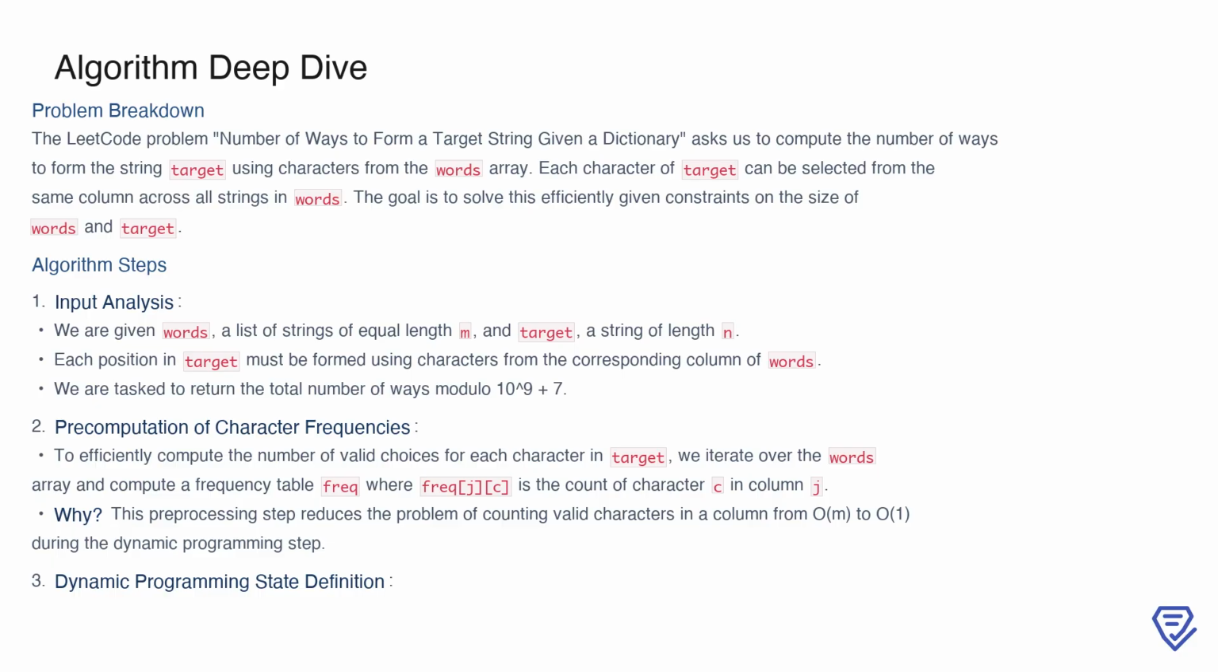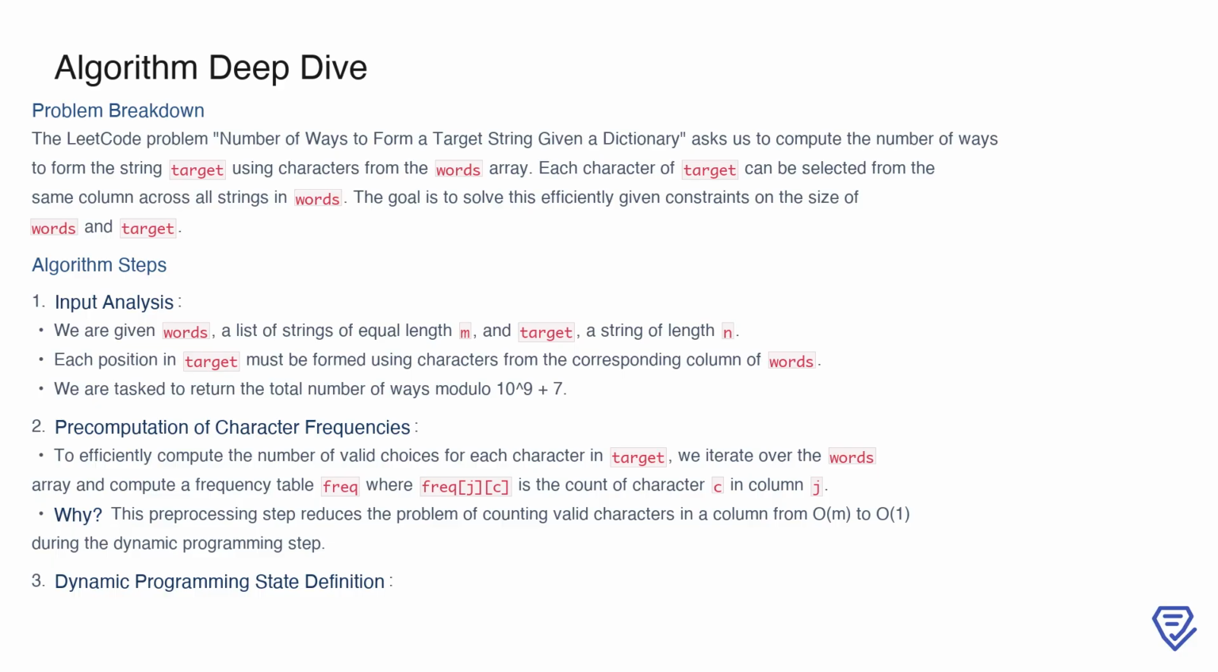First, we start by analyzing the input. The dictionary words is a list of strings, each of equal length m, and target is a string of length n. The task is to determine the total number of ways to construct target using the columns of words, where the result must be returned modulo 10^9 + 7.